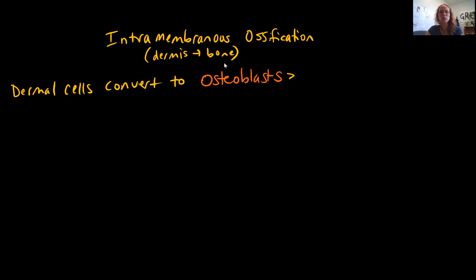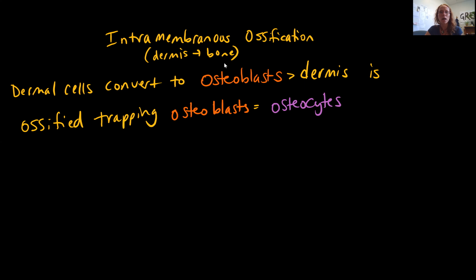When we talk about the intramembranous ossification, this is when you have dermal cells, so that means cells of your dermis, remember that's that inner layer of your cutaneous membrane, are converted into osteoblasts. Osteoblasts, remember, are our building bone cells, so they are going to start ossifying the dermis, trapping those osteoblasts into bone, and converting them then into osteocytes.